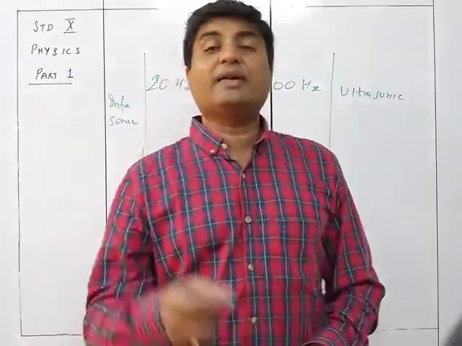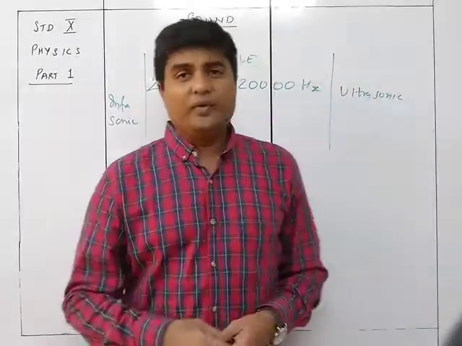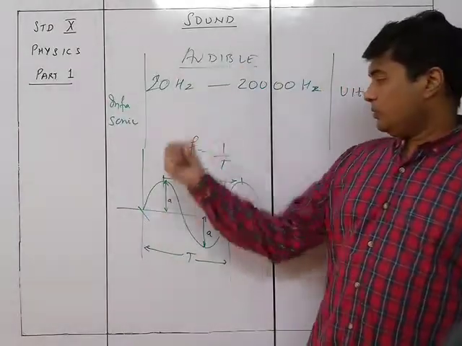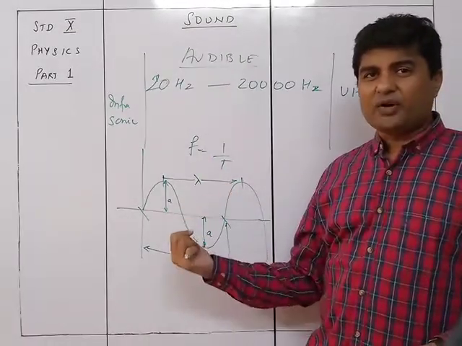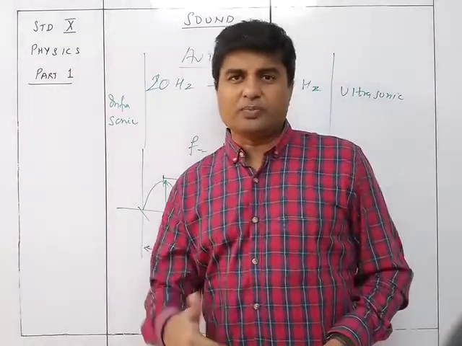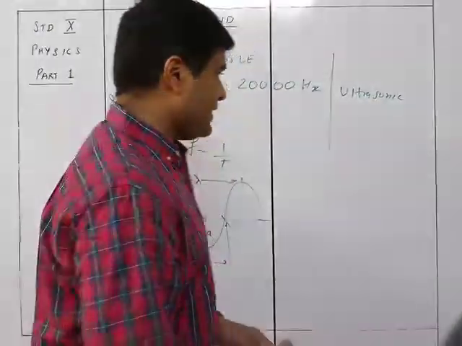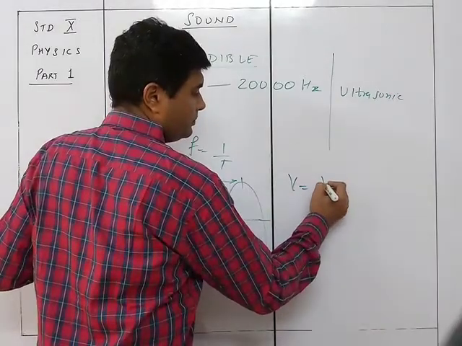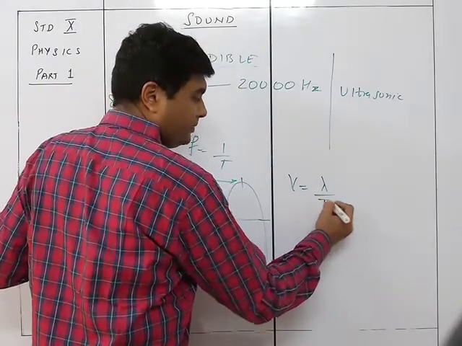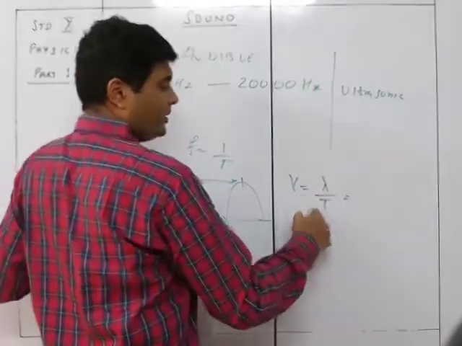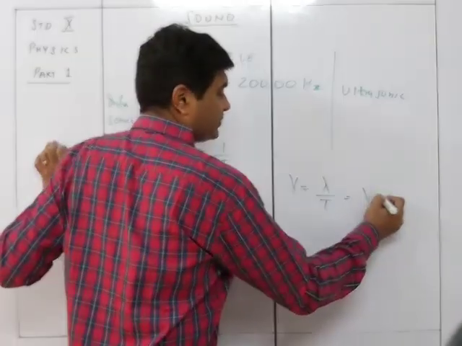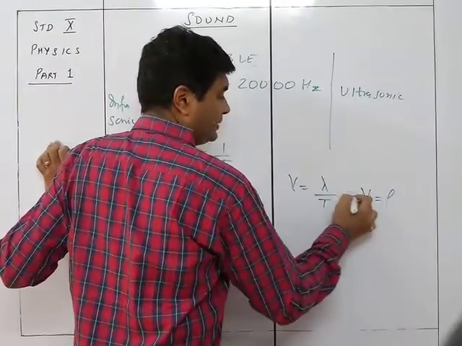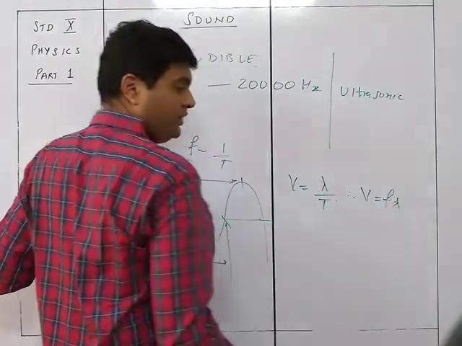So the distance traveled in 1 second. Of course we know the distance is one wavelength and the time taken for that is the time period. The distance upon time is nothing but velocity. So accordingly we have that velocity is equal to distance upon time, or because 1 upon T is equal to f, therefore v is equal to f lambda.